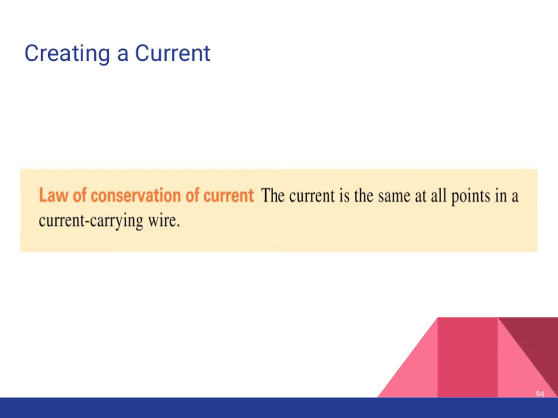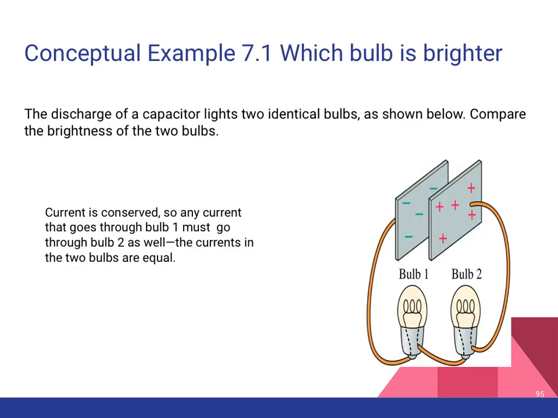And that gets us to the law of conservation of current. And the law is very simple. The current is the same at all points in a current carrying wire. The current is, again, the flow of electrons. So when I have current, there are electrons that are flowing, and it is the same at all points in the wire. And when you look at that simulation, you see that all the electrons are moving at the exact same speed.